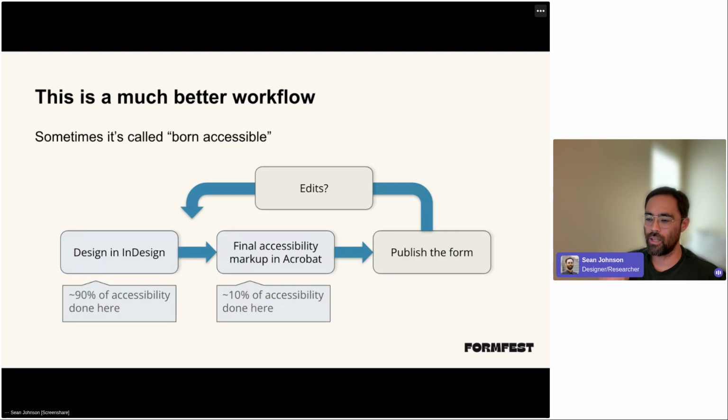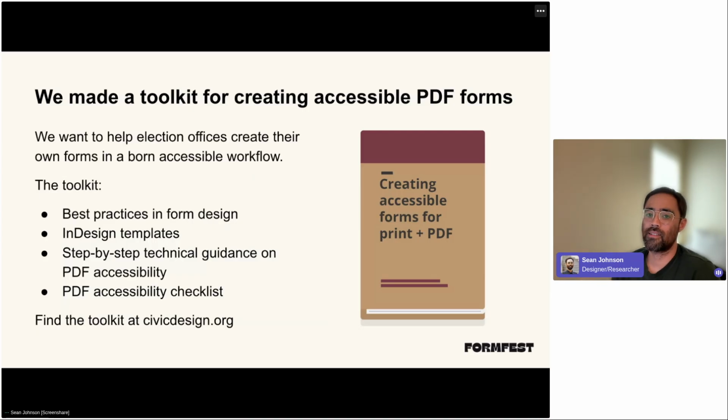And so we have been working on a workflow often called born accessible, where you're doing the accessibility work in the source file. In our case, it's in InDesign. Then you do some of the touch-up work in Acrobat, so you're doing the stuff that you can't do in InDesign, and you're checking your work, essentially. So you publish the form, and when you make edits, you make the edits in InDesign, and you're about 90% of the way done there. We've been working on this type of workflow a lot, and we want to make this accessible to elections offices. So we've been working on a toolkit.